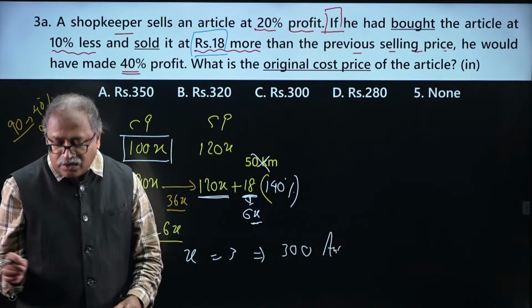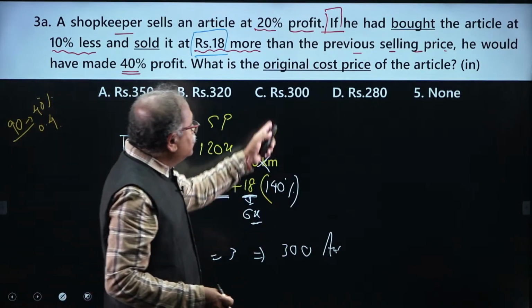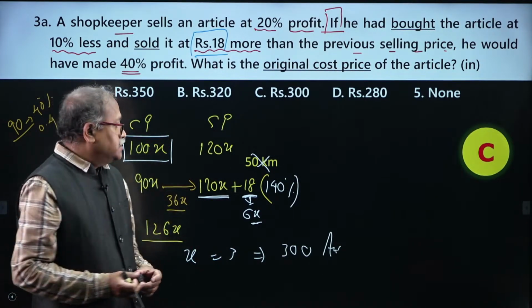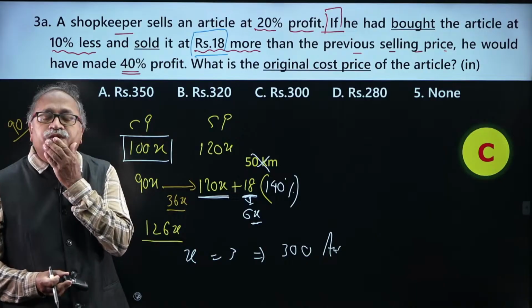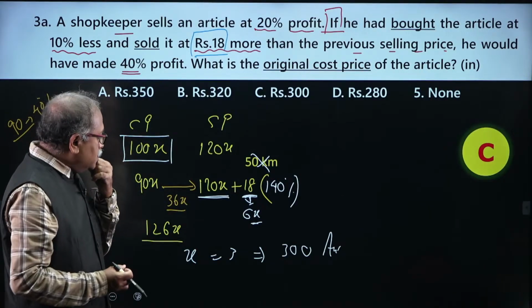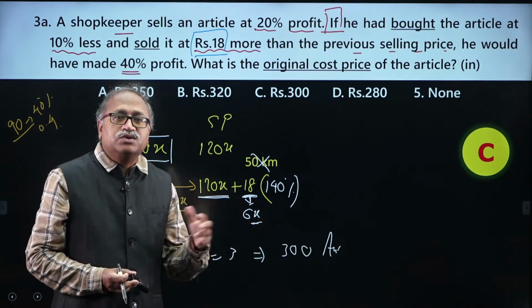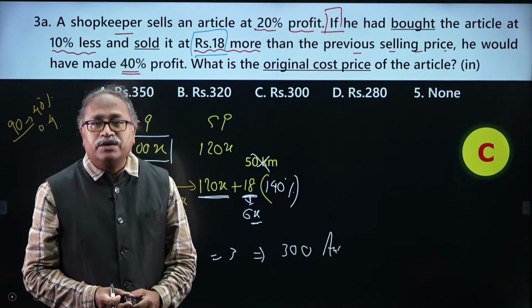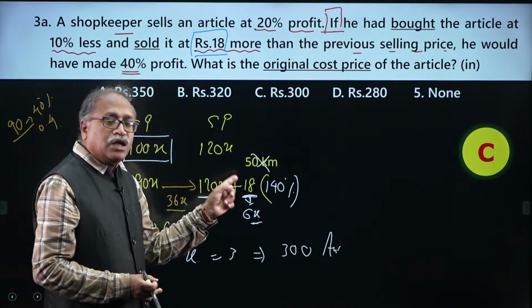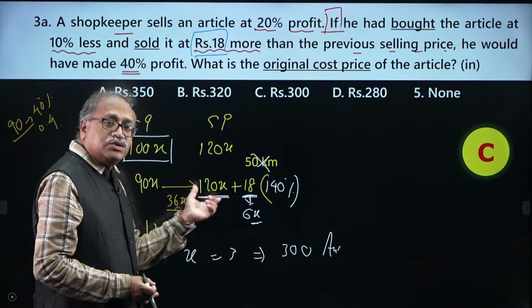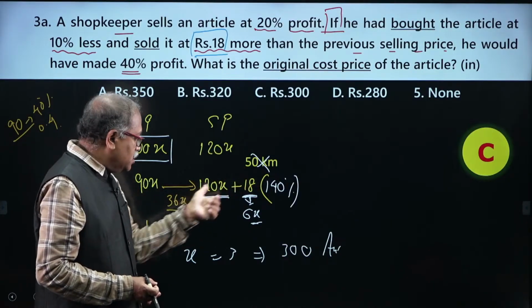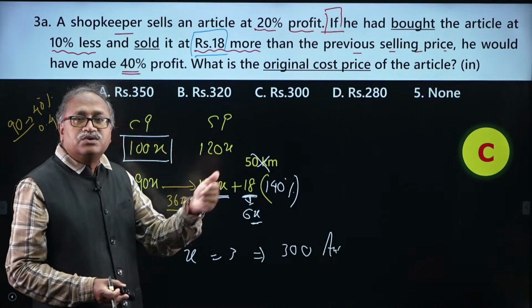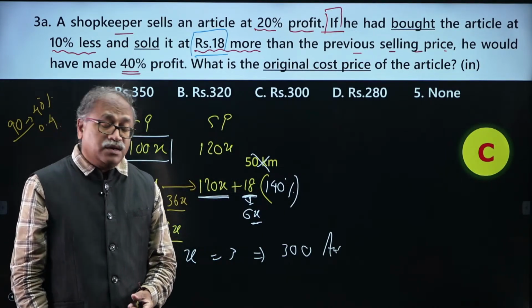Do you have any option 300? Look at this one, option choice C. That's your answer. So, with the minimum writing, we need to try to answer the questions, and that is the reason we do not write like in school days or college days, where we write everything step by step. In a competitive exam, do not write it. As much as possible, try to calculate mentally: 126x is equal to 120x plus 18, the difference is 6x. So, 6x is 18, then x is 3, then 100x is equal to 300.